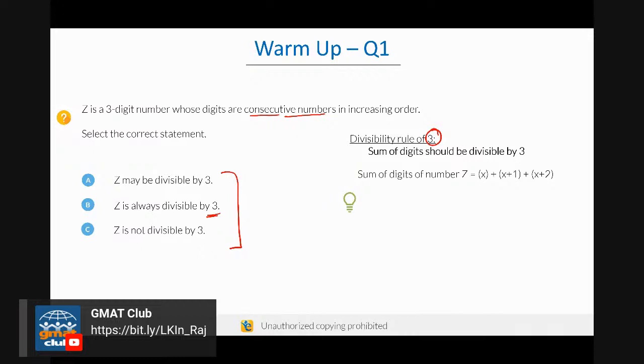Let's take the 3 digits as x, x plus 1, and x plus 2, which means the sum of those digits is 3x plus 3. You take 3 common, which means it's 3 times a number, and 3 times anything is always divisible by 3. So we choose choice B, which is our correct answer overall. 80% of you got this right. Now with that, let's very quickly go on to the next warm-up question.